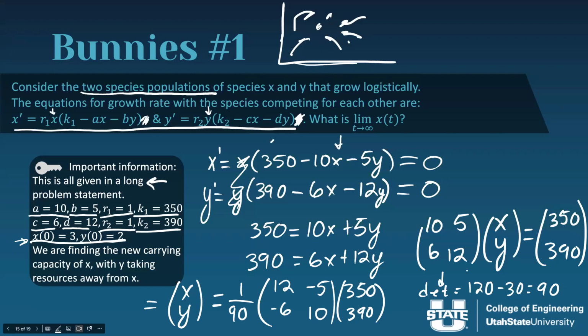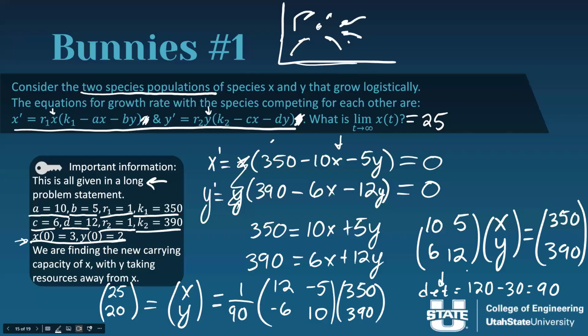And when we multiply that out, what do we get? Anyone have it? 20. All right. So then our answer of what is the limit as t approaches infinity for x is 25. Does that make sense? So that's how you do it, by finding the inverse.